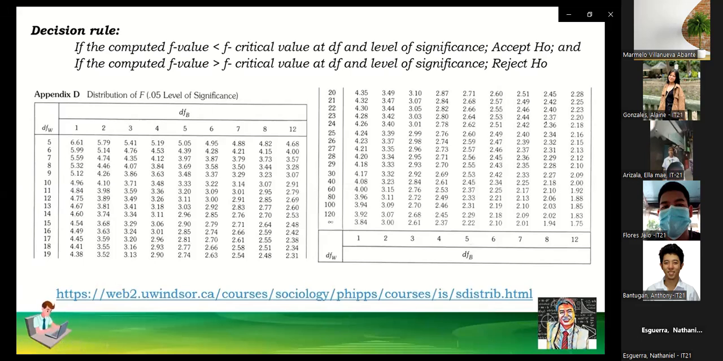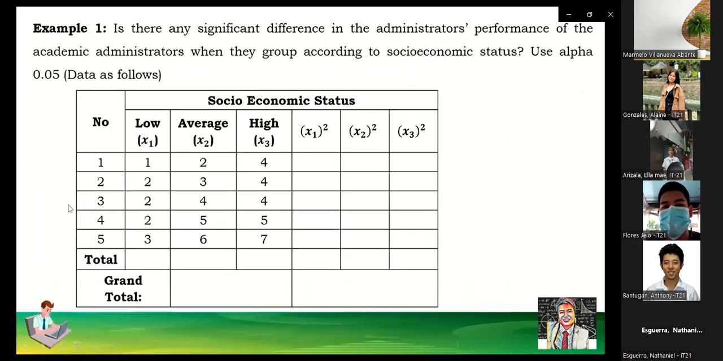If you want to look for other F tables or F critical tables, depending on the level of significance, you can. For this part, I am using 0.05. So, let's proceed to the problem so we can break down the 7 steps. Example number 1: Is there any significant difference in the administrator performance of the academic administrators when they are grouped according to socioeconomic status? Use alpha 0.05.